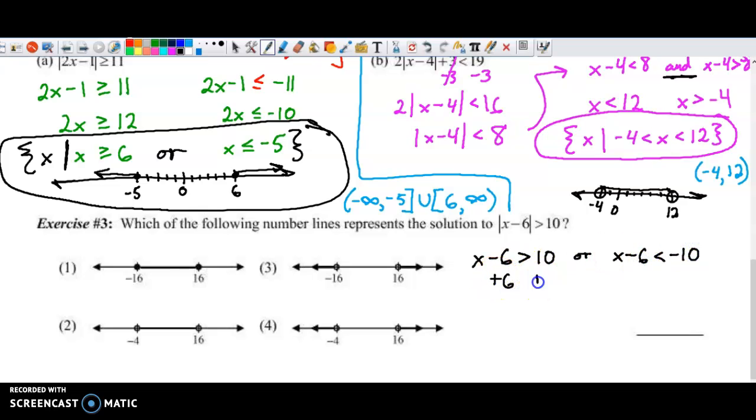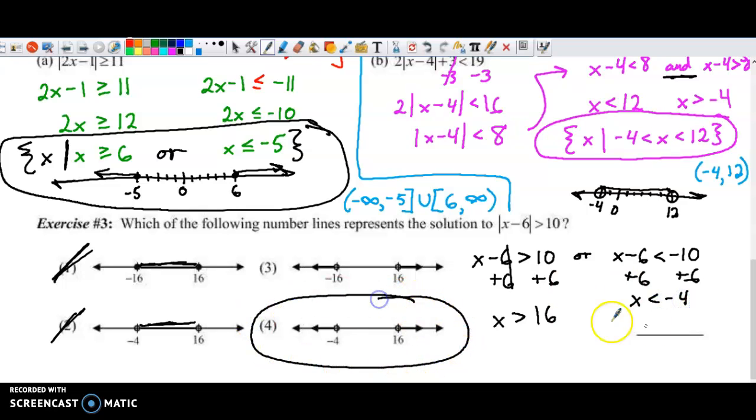So as I add 6 over, definitely getting 16, but that's not really helpful because we can see that there's a lot of answers that have 16 on them. But we want to be bigger than 16, so that's going to cross off option 1. I don't know how thick it is on your piece of paper, but this one's supposed to be between, this one's supposed to be between. So 1 and 2 are bad options. And if I finish over here and I add 6 over, I get x is less than negative 4, which brings me to option 4 being the correct one.